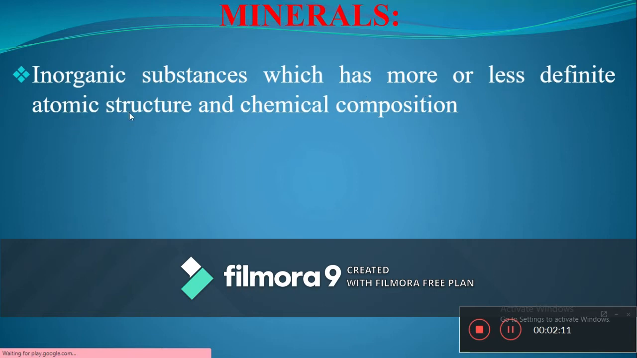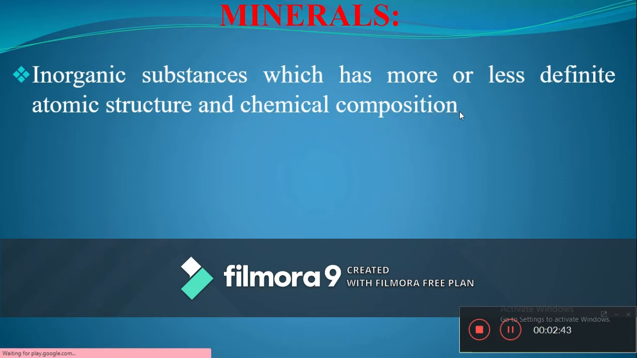Definite atomic structure, in the sense we are talking about, means that each and every mineral has a constant atomic structure. This atomic structure results from the atomic bonding of the elements which form the minerals. They also have a more or less definite chemical composition. Here, definite means we can define the chemical composition of a mineral by a chemical formula.